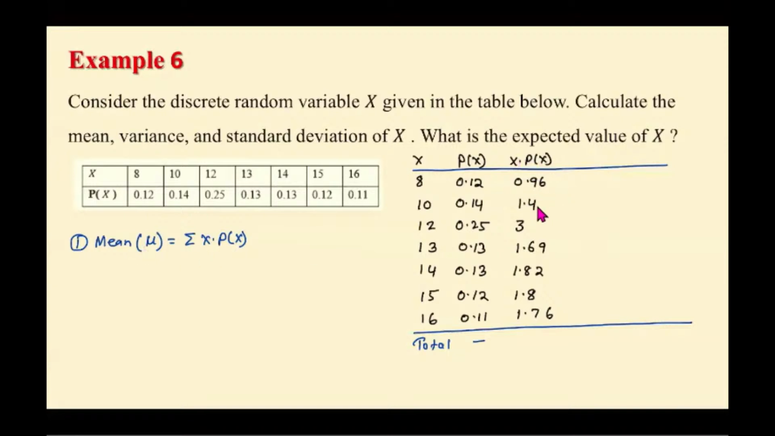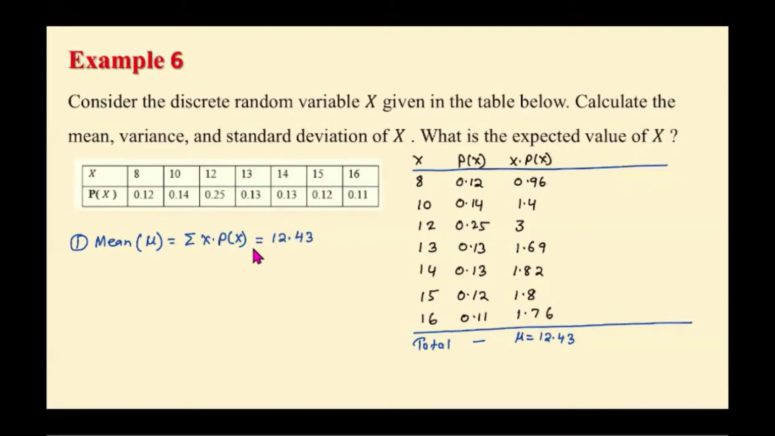So 0.96 plus 1.4 plus 3 plus 1.69 plus 1.82 plus 1.8 plus 1.76, that is, the mean is equal to 12.43. So if we add all this, we get the mean, that is 12.43. So we can write here, this is equal to 12.43. Now, the next thing we want to find is the variance.